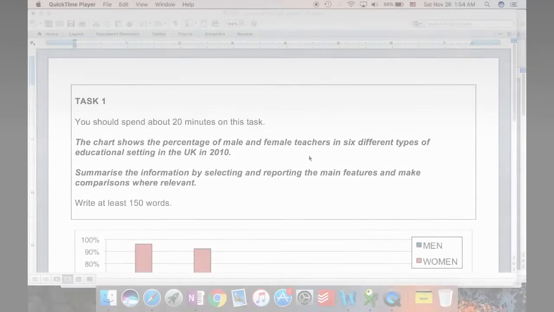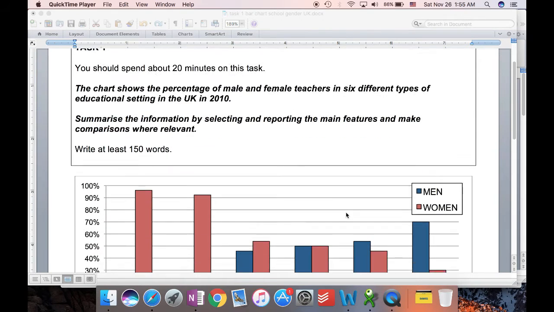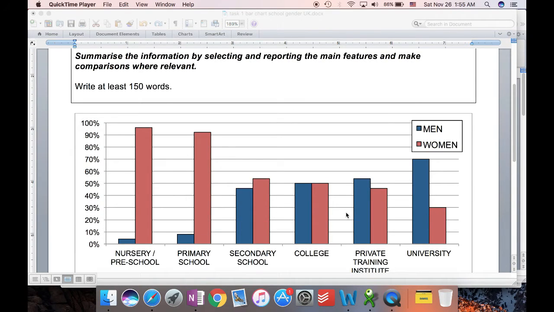Here's the task. You should spend about 20 minutes on this task, of course. The chart shows the percentage of male and female teachers in 6 different types of educational setting in the United Kingdom in 2010. Summarise the information by selecting and reporting the main features and make comparisons where relevant, and of course write at least 150 words. Here's the graph.